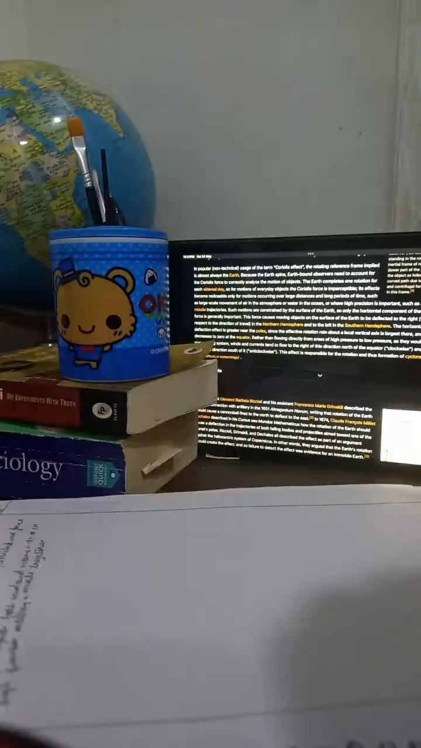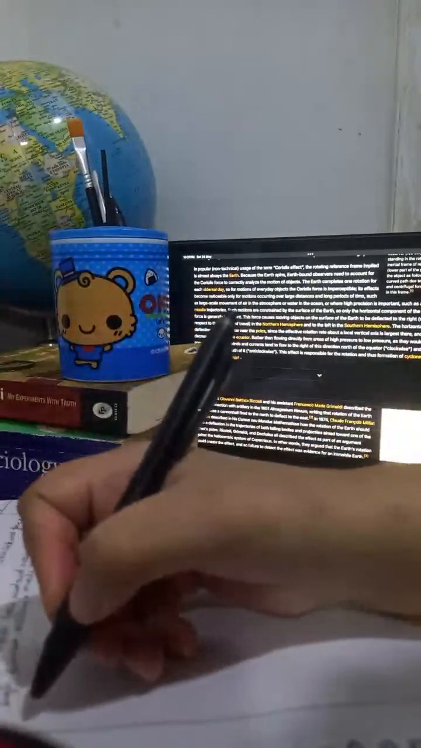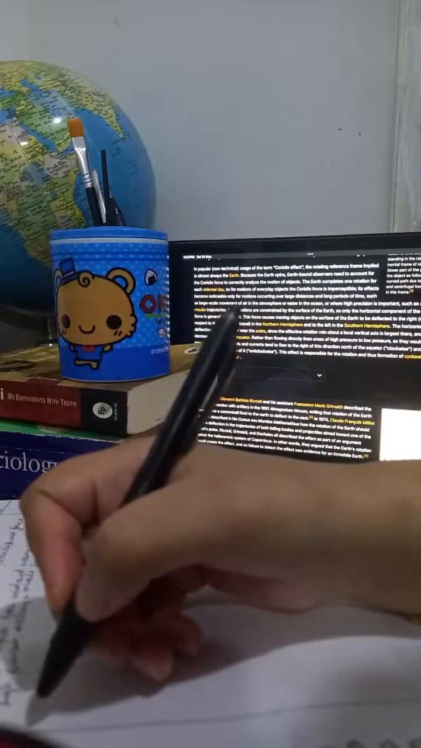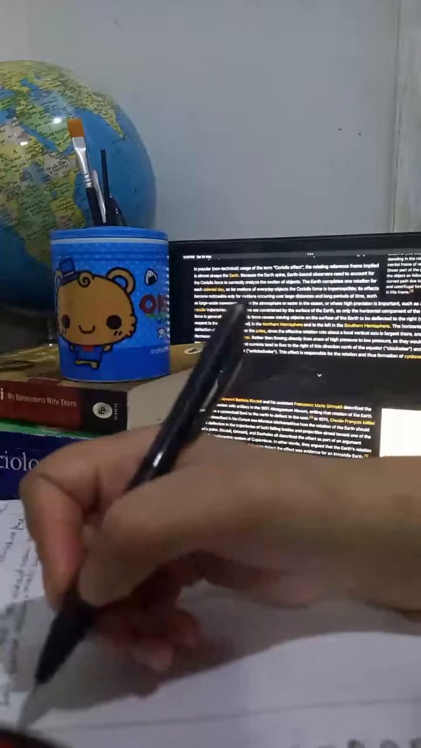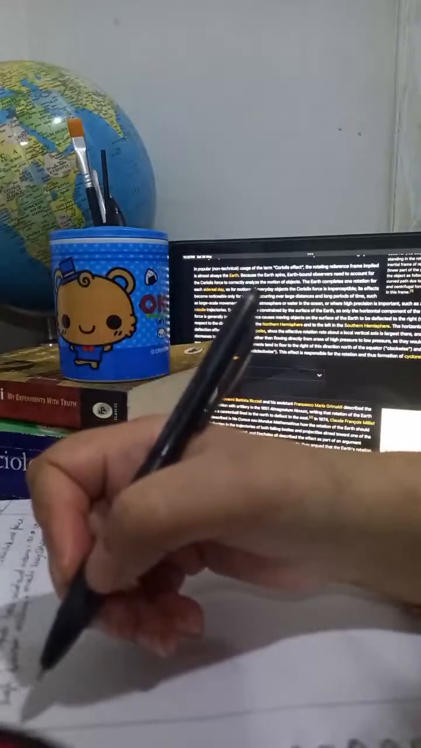Such motions are constrained by the surface of the earth. So only the horizontal component of the Coriolis force is generally important. The force causes moving objects on the surface of the earth to be deflected to the right with respect to the direction of travel in the northern hemisphere. So in the northern hemisphere, the Coriolis force will deflect the objects to the right.